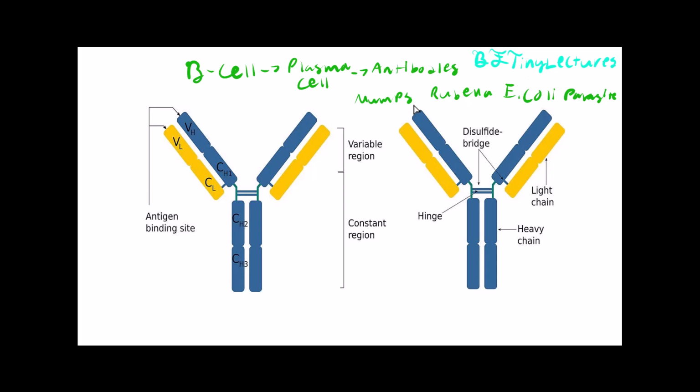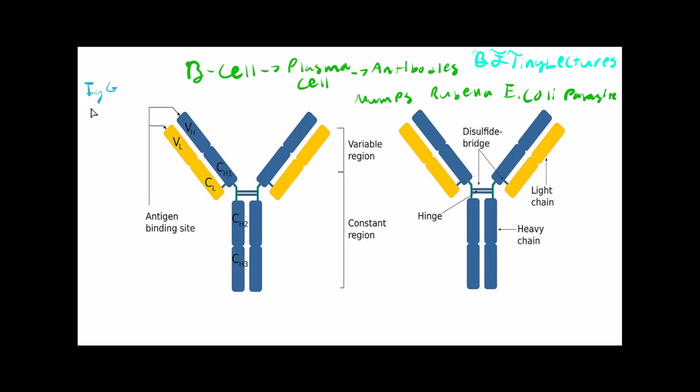And so antibodies are going to mark viruses, bacteria, parasites for elimination by the immune system, and they're very important for the immune system. There are 5 different types of antibodies. The first one is called IgG.